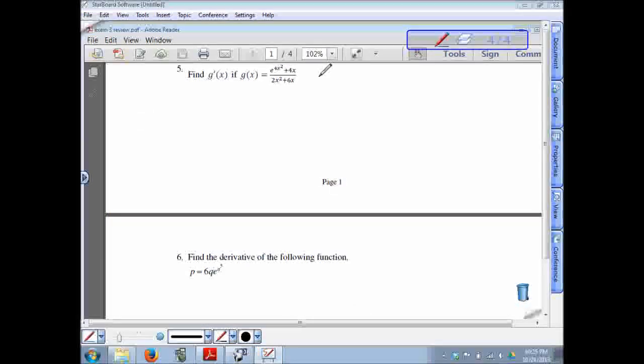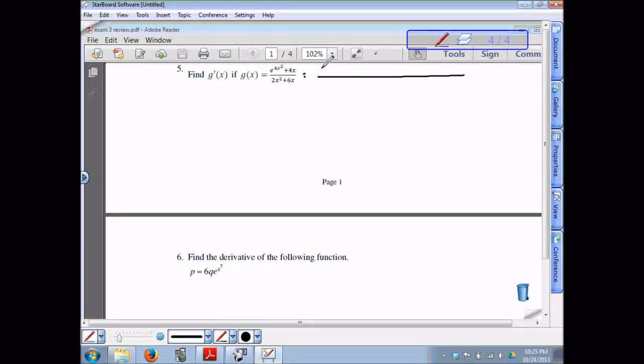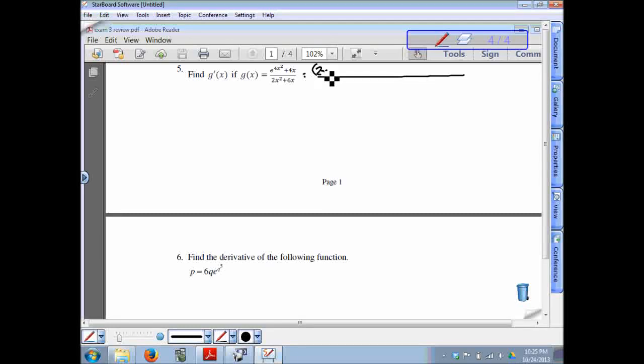Okay, question 5. It's kind of an involved one. This is a quotient rule. So it's low d high minus high d low all over low squared. So start with low, 2x squared plus 6x. Now we have to multiply it by the derivative of the top function. The derivative of the top function is the derivative of the separate terms. So this is going to be e to the 4x squared times 8x for the chain rule part, plus the derivative of the second part.